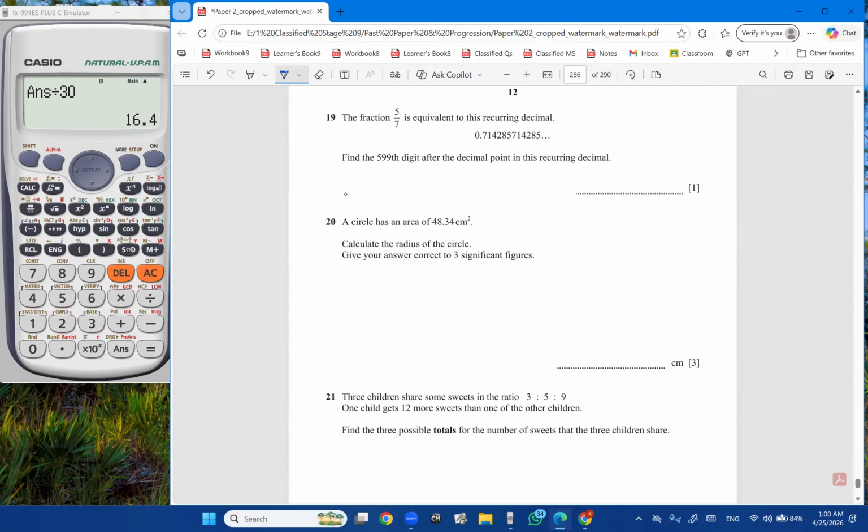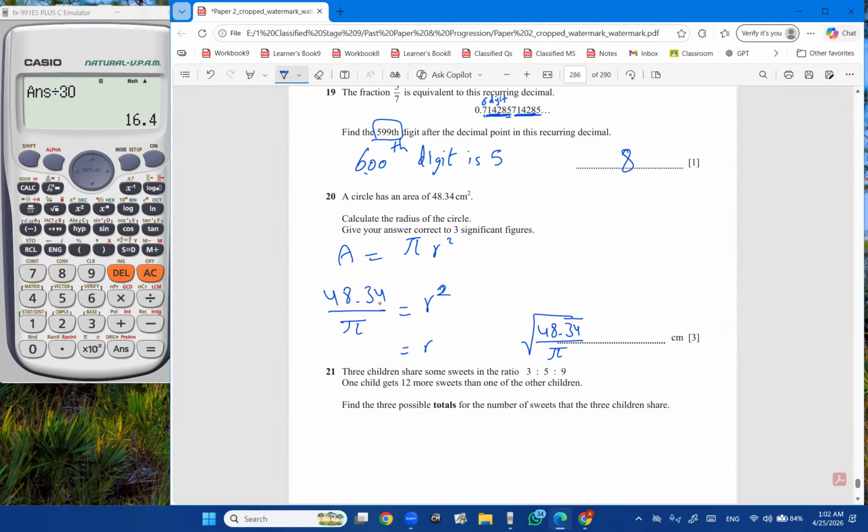Yes, but we want only r. We don't want r squared. So r equals the square root of 48.34 over pi. I sent just the square to the other side. Okay, so I've done this. I need to rewrite it, but I need to do this on my calculator.